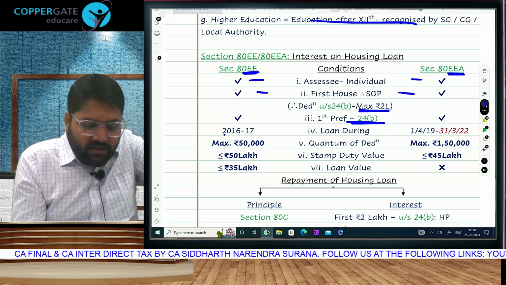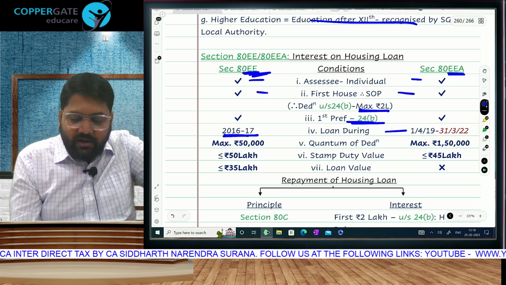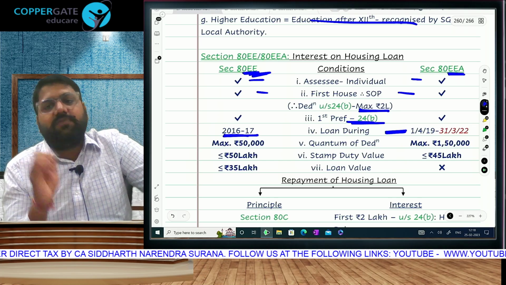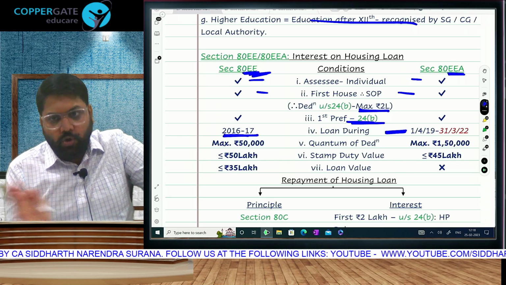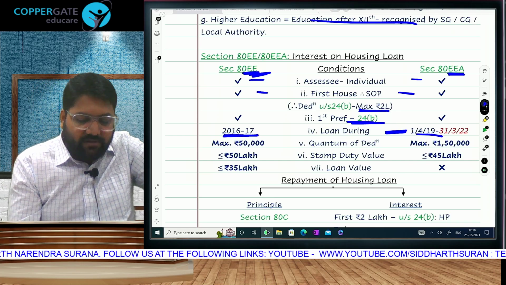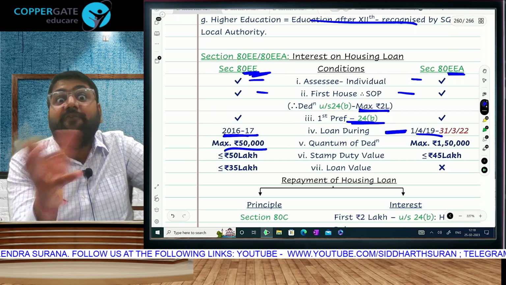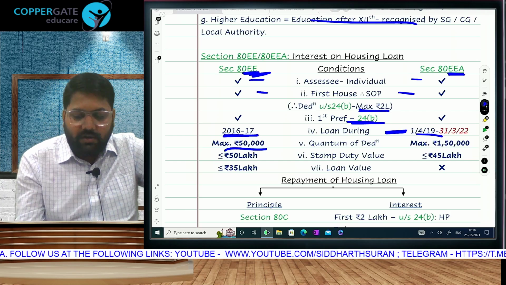The main difference is this loan was taken during 16-17 for this section. And loan taken 19-20, 20-21, 21-22. 21-22 tak. They have unfortunately not extended. So loan was taken in this period. Interest can be paid even now. Quantum of deduction will be actual interest or 50,000 whichever is lower. After taking 2 lakh in SOP, the remaining or 50 whichever is lower.